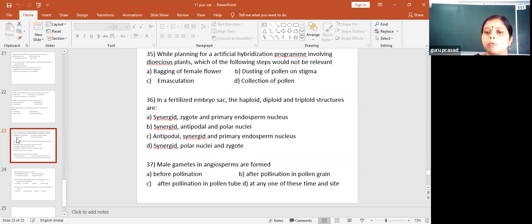Male gametes in angiosperms are formed before pollination, after pollination in pollen grains, after pollination in all the three cases, anytime, any site, male gametes can be formed. That's why pollen grains are of two types: 2-celled stage and 3-celled stage. Male gametes can be formed at any time. Before pollination, it is the 3-celled stage.